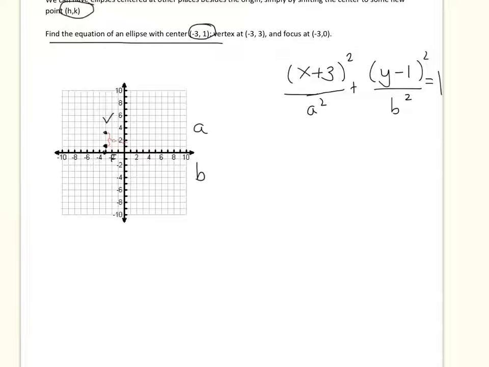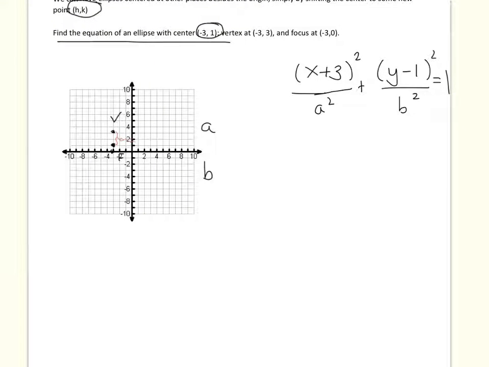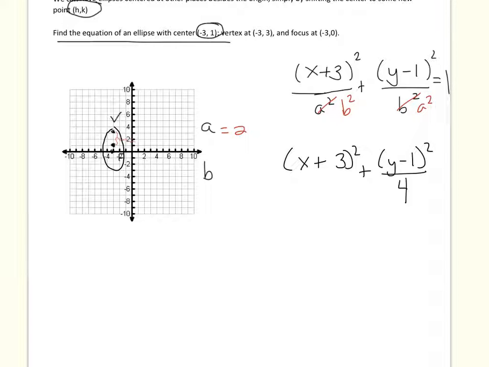So I will put a as being 2, but now I don't actually put it under the x. So this is actually going to be b squared and this is going to be a squared because I want the bigger number under the major axis, and the major axis is going up and down. So I'm going to have to put the a squared, which will be 2 squared, under the y term. And that's simply because all the good stuff is going on up and down. It's going vertically. So our ellipse will eventually look something like this.